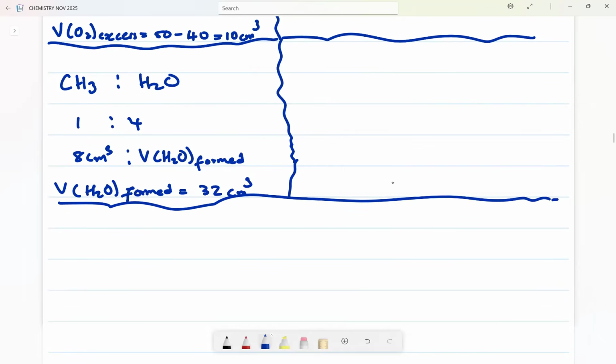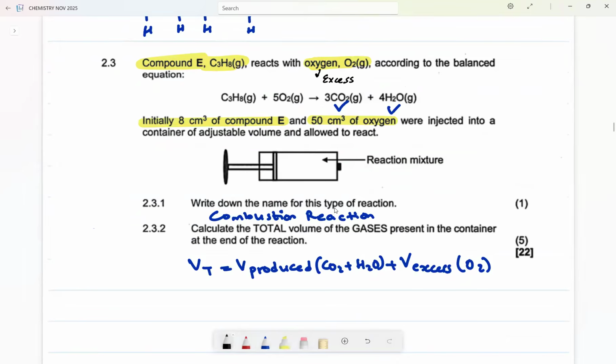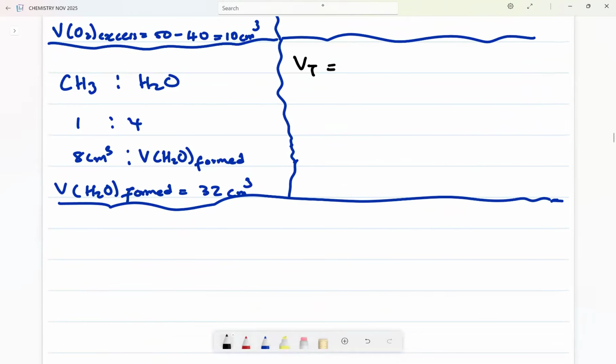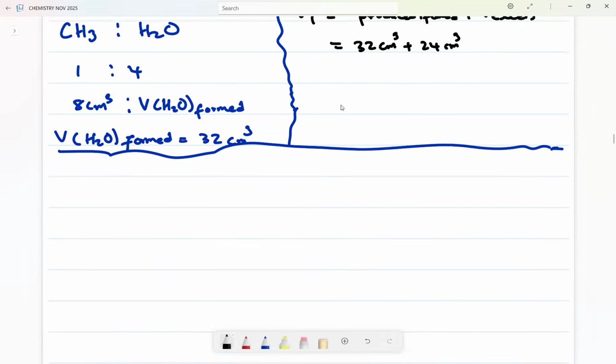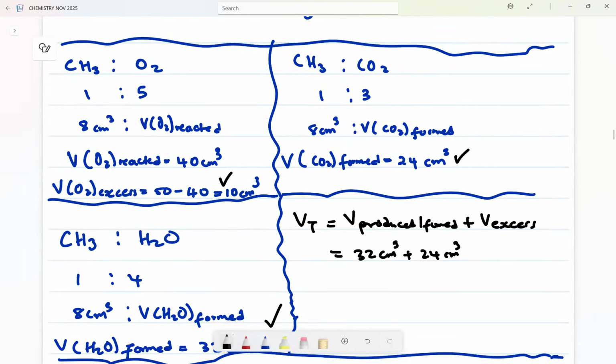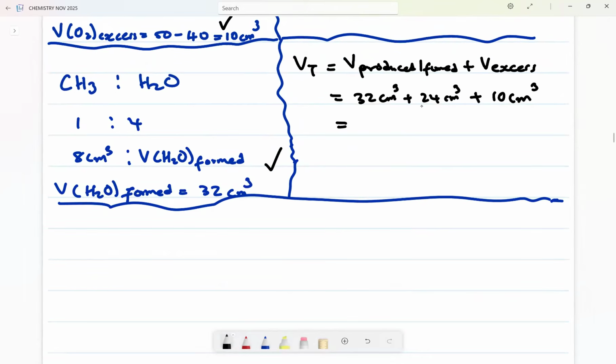And if that's the case, it means the total volume present in the container at the end of the reaction will be, remember, the volume produced or formed plus the volume that is in excess. So the volume produced is going to be 32 centimeter cubed from H2O plus 24 centimeter cubed from CO2, plus the 10 centimeter cubed that is left from the oxygen. Therefore, when I do the mathematics, it gives me 66 centimeter cubed, or someone might write it as 0.66 decimeter cubed. It's fine. So this is how we would go about that one.